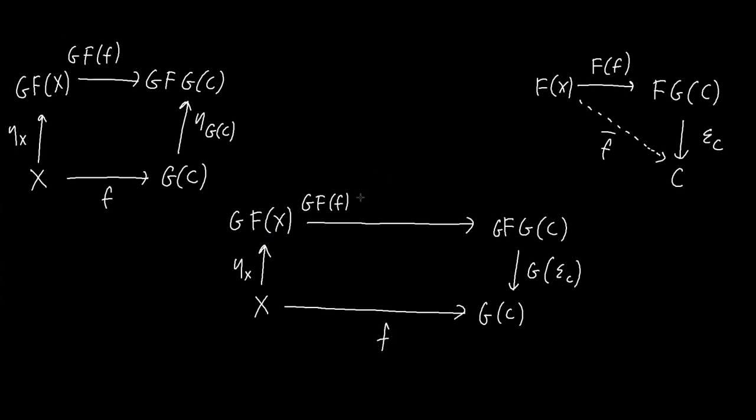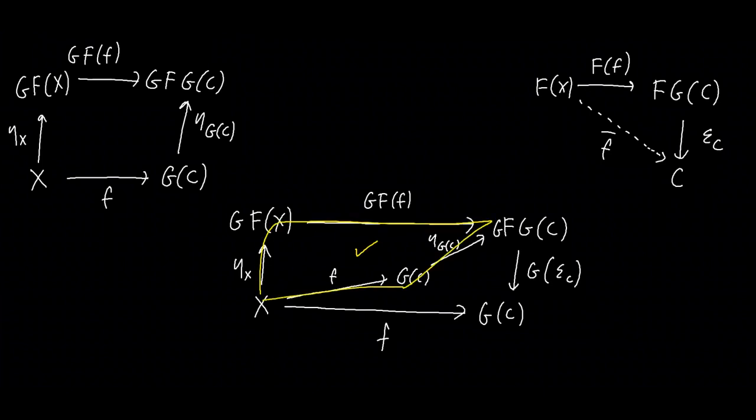So we've got F here and we've got GF there. And now we are inserting some additional information there. So we're basically inserting another copy of G of C, another copy of F, and this map eta G of C. And now we know that this diagram here commutes.